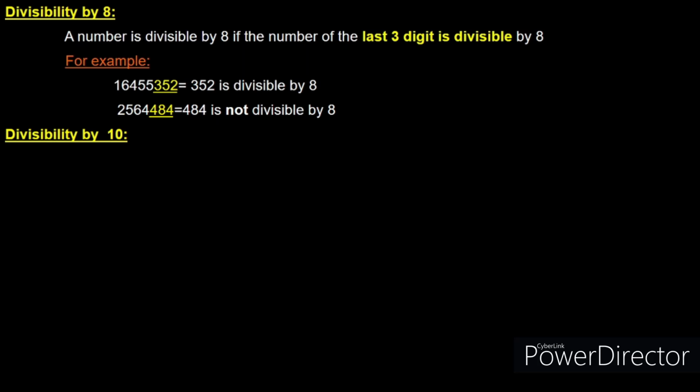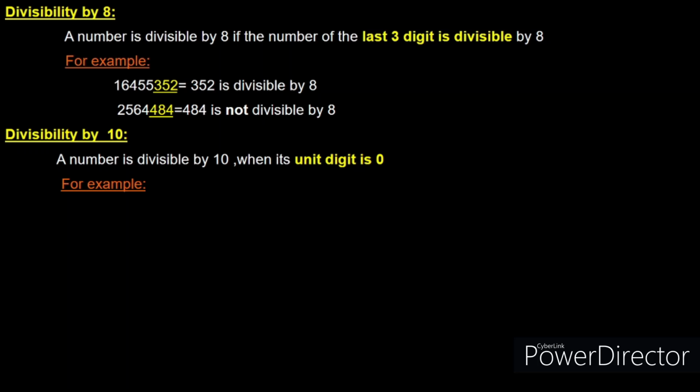Next, divisibility by 10. A number is divisible by 10 when its unit digit is 0. This divisibility by 10 we all know, because when the unit digit is 0, it is obviously divisible by 10. Okay, that is not a big issue. 7520650 is divisible by 10, obviously. And then 25206052 is not divisible by 10 because the unit digit is 2.